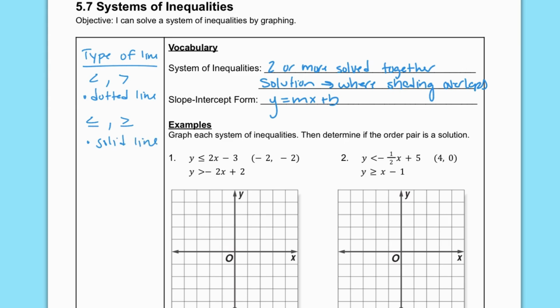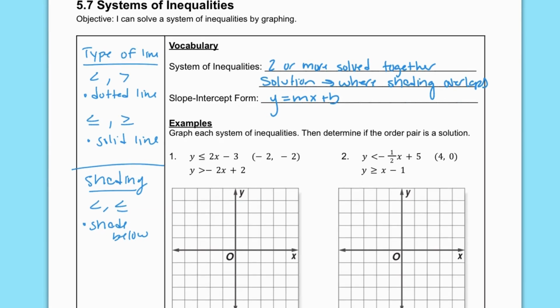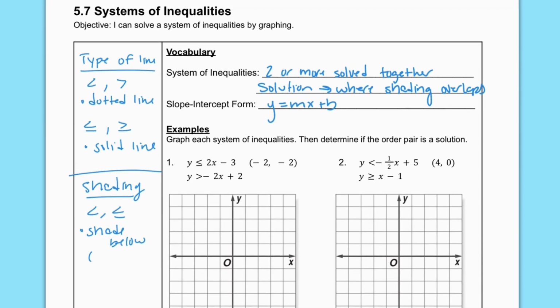And then for shading, if we have a less than or equal to, we're going to shade below, or that would be left for vertical. So we have a vertical line, we'll shade to the left. If we have greater than or equal to, we'll shade above. But again, a vertical line doesn't have above, so we'll shade right for vertical.